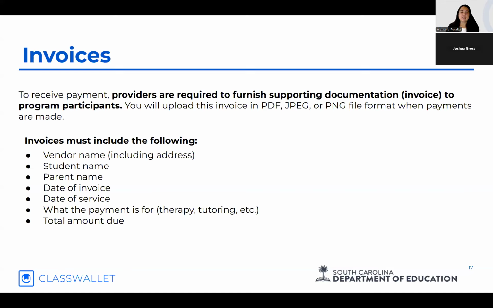And then the invoice does need to include the vendor's name and address. It should include the name of the student and the parent. It should include the date that the invoice was generated, the date of the service. So whether this is for maybe tutoring services provided on July 3rd, July 5th, and July 7th, or maybe this is quarter one tuition, that's what the date of service would be. And then what the payment is for. So is this for therapy, for tutoring, for tuition? And then lastly, the total amount due.